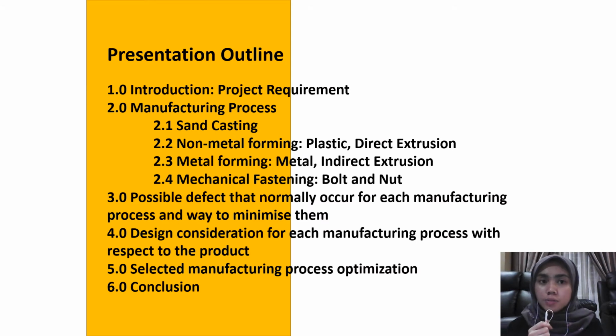So this is our presentation outline. First, we are going to introduce the project requirement. Next, we are going to explain the manufacturing processes used to manufacture the product that we chose. Then we are going to talk about the possible defects that normally occur for each manufacturing process and ways to minimize them. Next is the design consideration for each manufacturing process with respect to the product. And then selected manufacturing process optimization, and last but not least is the conclusion.